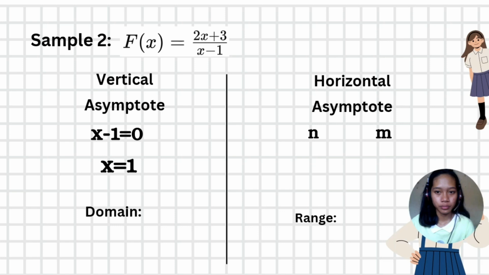Now let's identify the domain. The denominator is 0. What value of x makes the denominator 0? The answer is all real numbers x except 1.